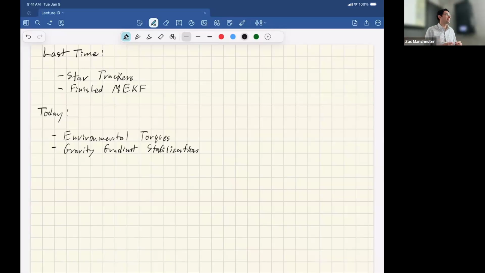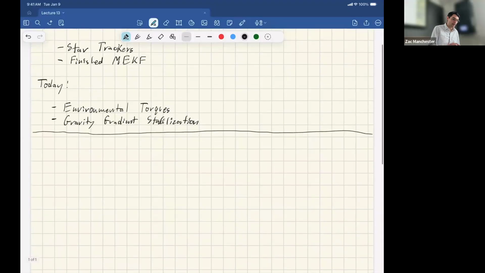Has anyone heard of this before? A little bit. All right, cool. It is a classic thing that was used in the early 60s and has since been resurrected in the small sat era as a quick and dirty way to get CubeSats to do nadir pointing without having complicated onboard control. So still used and still relevant. Okay. Any questions about anything at all? Okay.